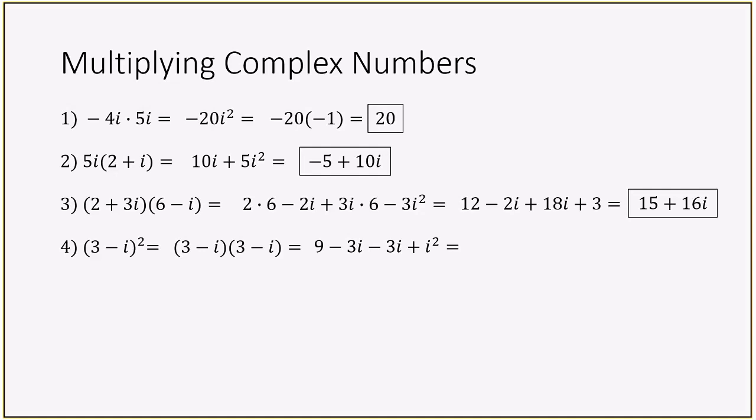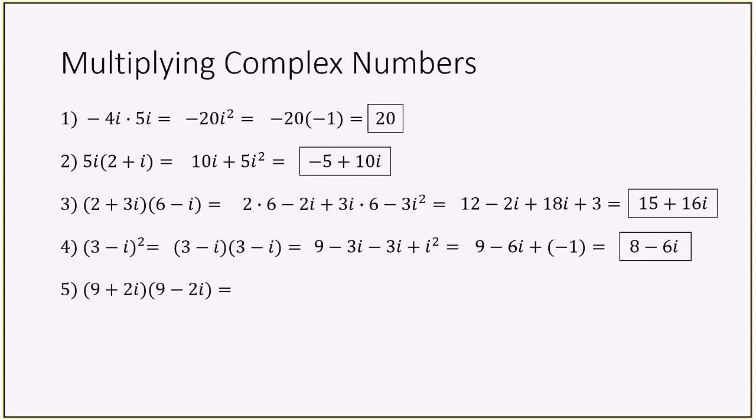Now I have to resolve the fact that i squared is negative 1, and then I can combine like terms. Negative 3i minus 3i gets me negative 6i, and then 9 plus negative 1 gets me 8 minus 6i.